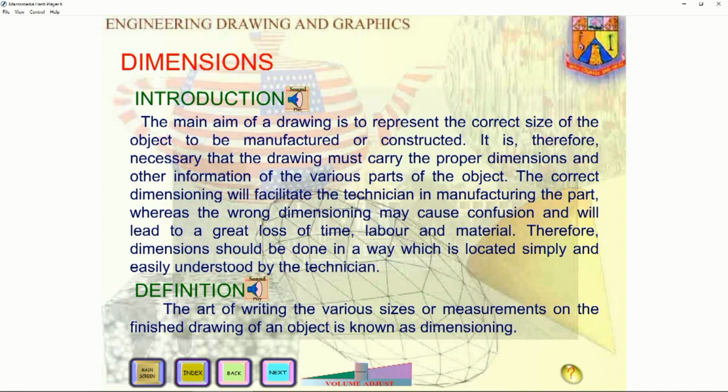So, what is the simple definition? The art of writing the various sizes or locations of measurements on the finished drawing. You draft, you give your lines and arcs, all things are in there, lettering also. But what about the size? What about the locations? What about the measurements of that particular object? So after you finish your drawing, you have to do this dimensioning. That is called dimensioning.